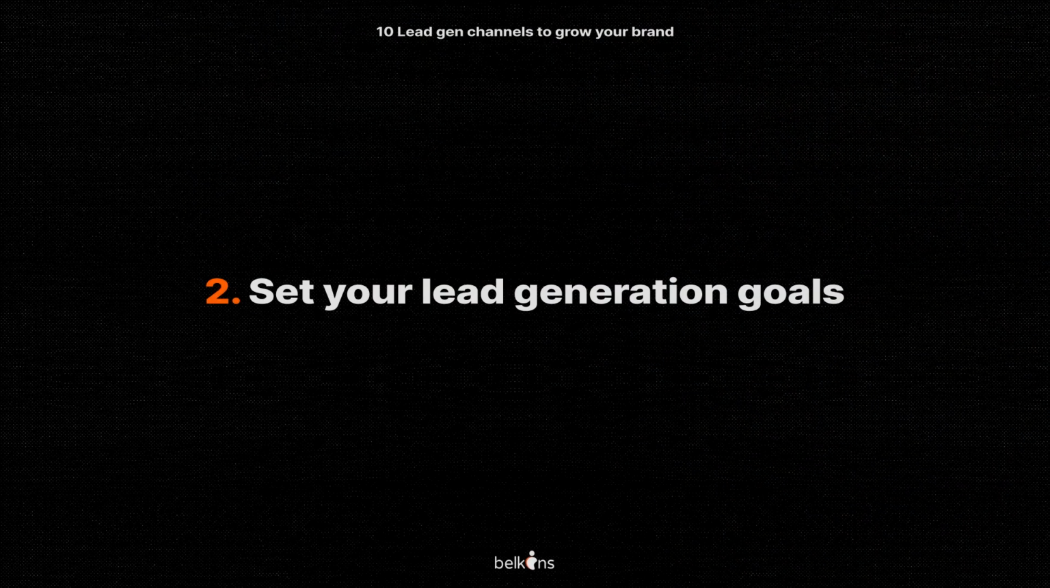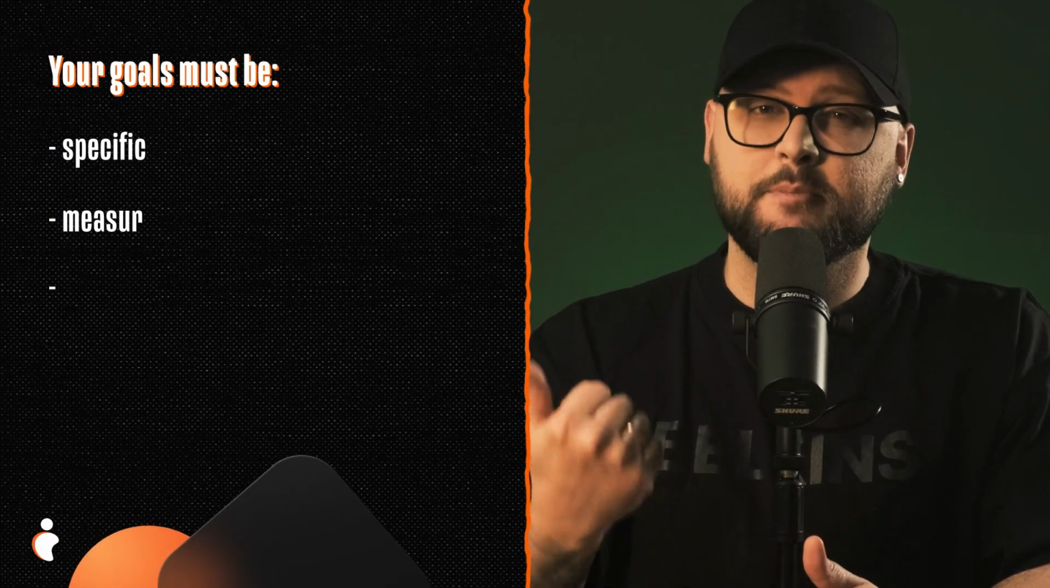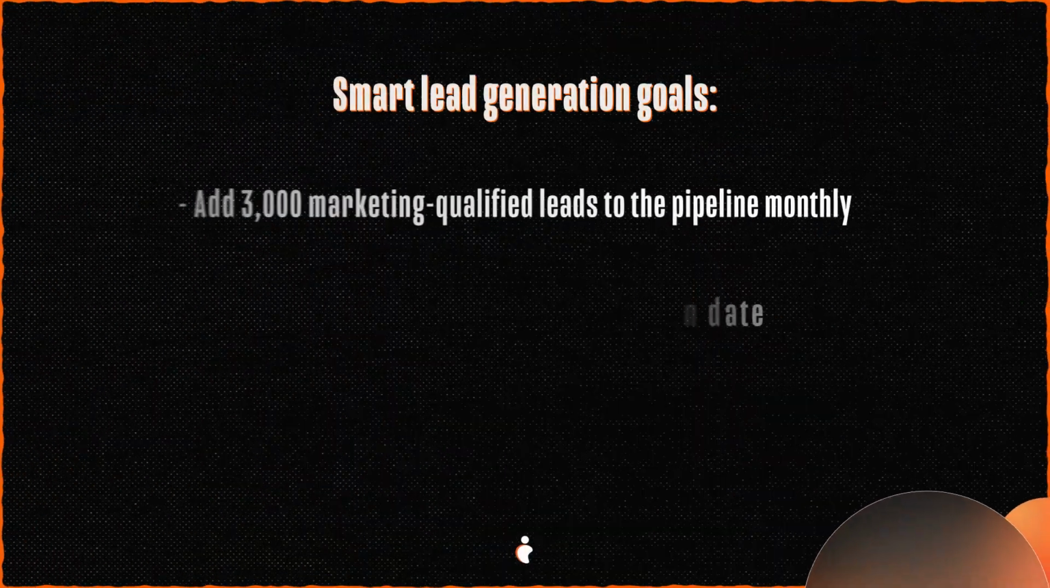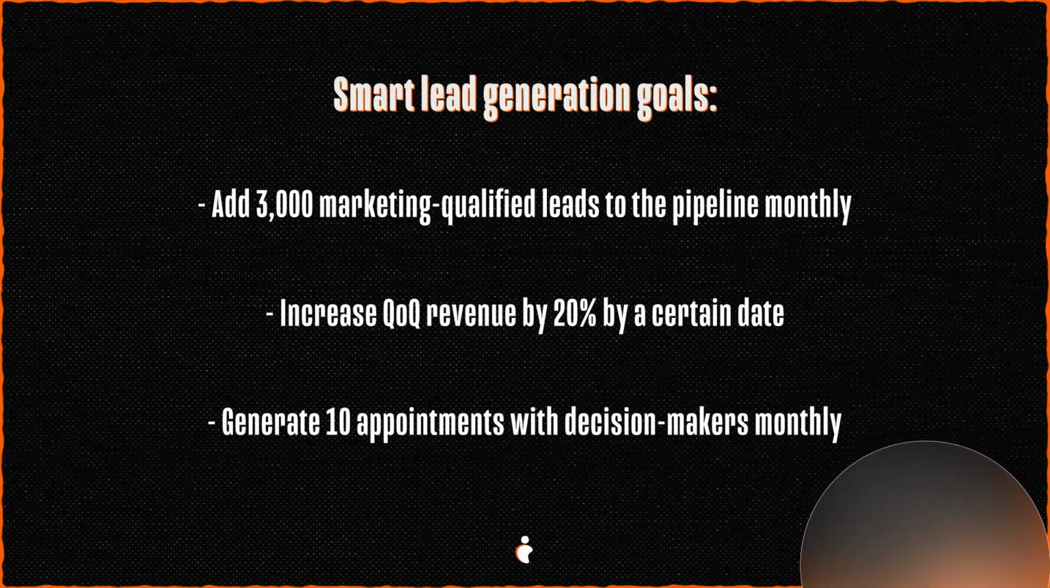Next, set your lead generation goals. Define what you aim to achieve using the SMART framework. That means your goals must be specific, measurable, achievable, relevant, and time-bound. On the screen, you can see a few examples of SMART lead generation goals.